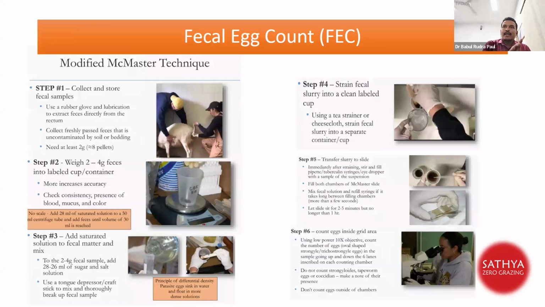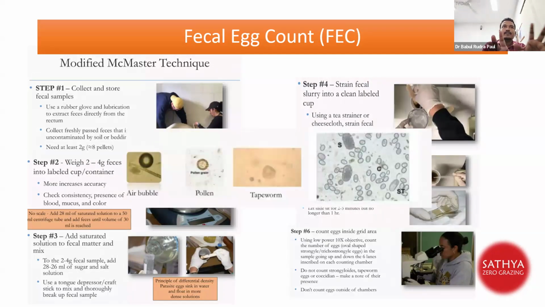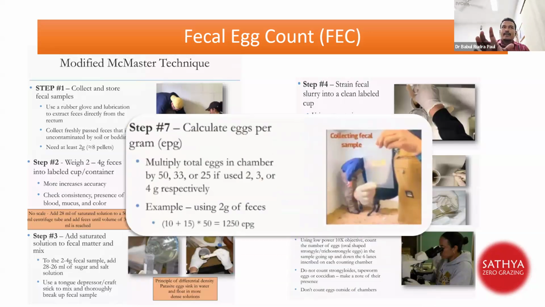By the modified McMaster technique, we can see these types of things, that is air bubble, pollen, tapeworm. In microscopic examination, this pollen, we should not be confused with the parasite. And under the McMaster chamber, we have to calculate the different chambers.